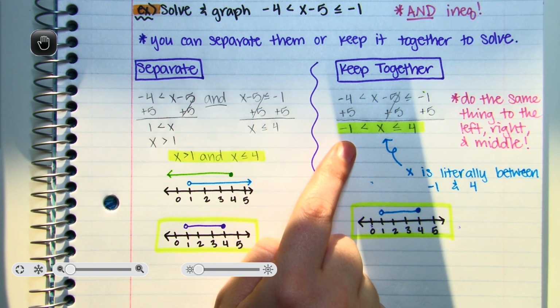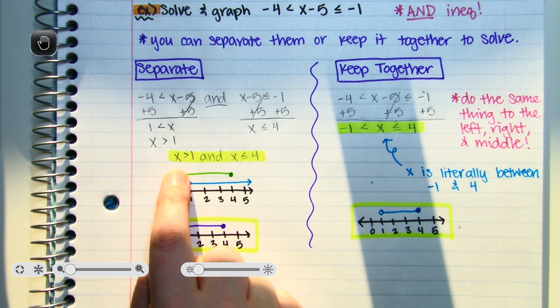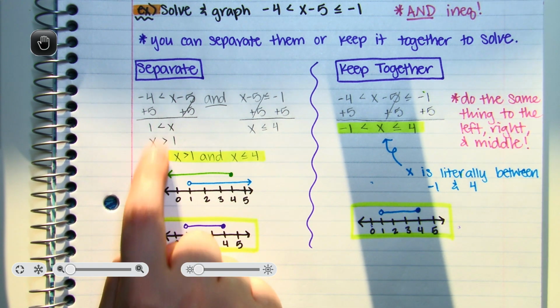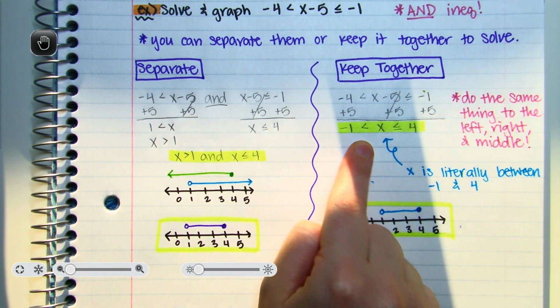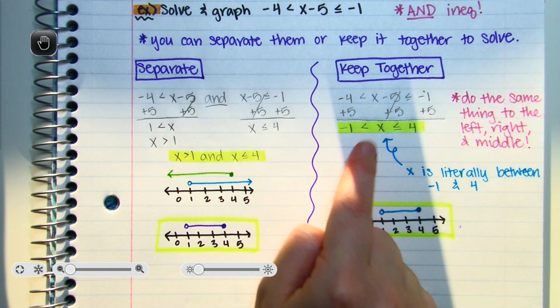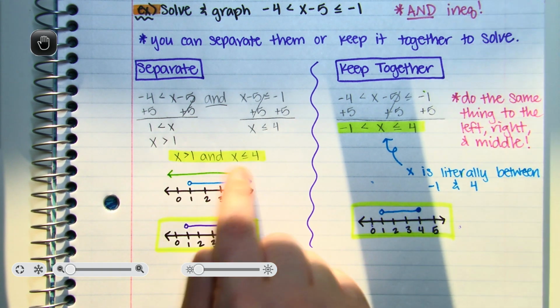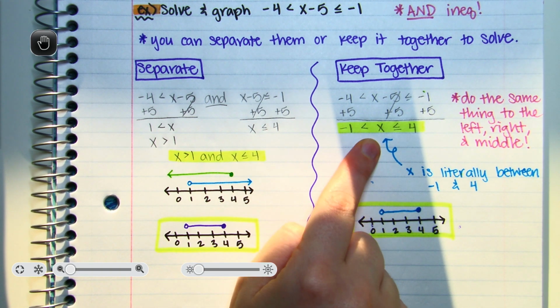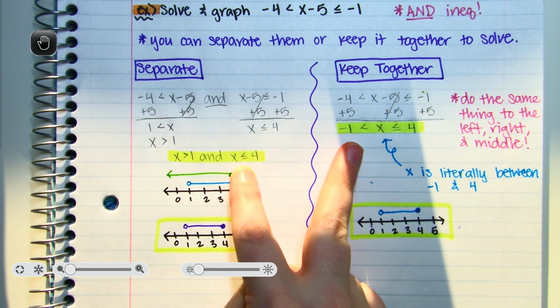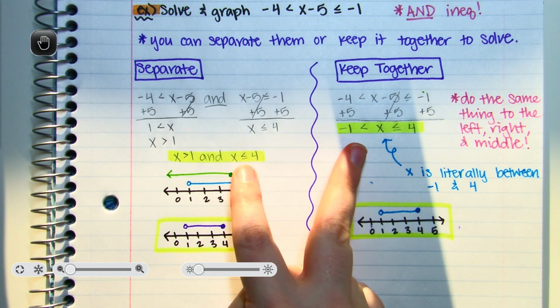The other difficult part about separating them is there's a lot of room for error when you change your inequality signs around. Plus, all of your answers on quizzes and tests are going to be written like this. So if you separate them, you need to be able to look at this and understand it's the same as this. Both of these things that are highlighted mean the same thing.